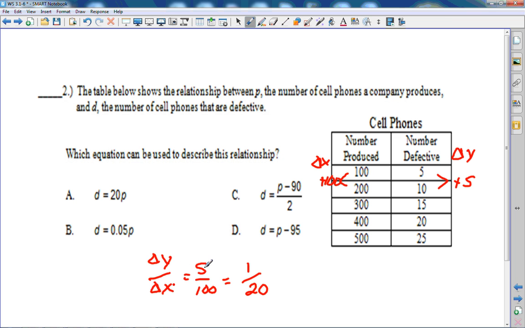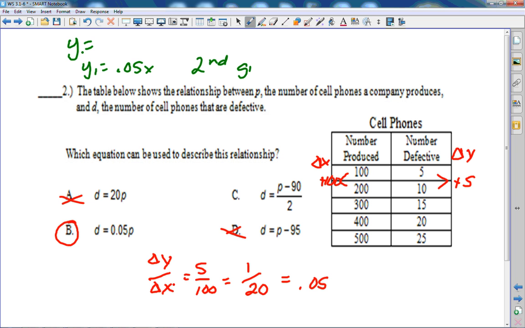Okay? 1 over 20. So now, wait a minute. That says the slope is 20. That can't be it. That says p minus 95. That's not it. That one doesn't have it, but let's see. What is 1 over 20? If you take 1 divide 20, you're going to get 0.05, and this will be your answer, B. Again, the other way is to go into your calculator, go into y equals, and then go to y1 and put in there 0.05x and press second graph and match up your table.